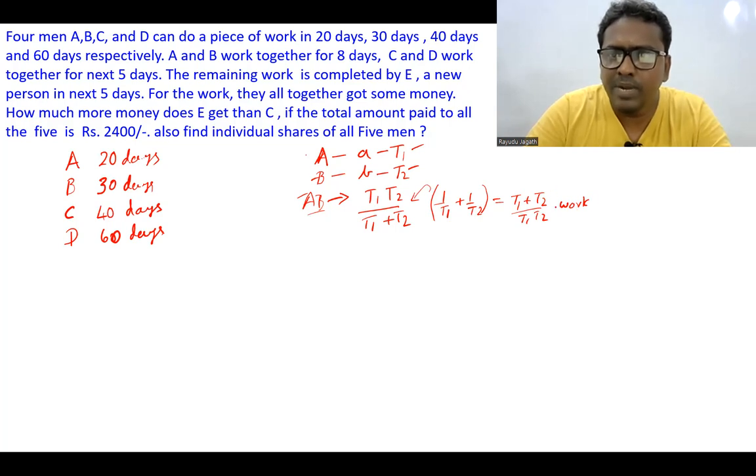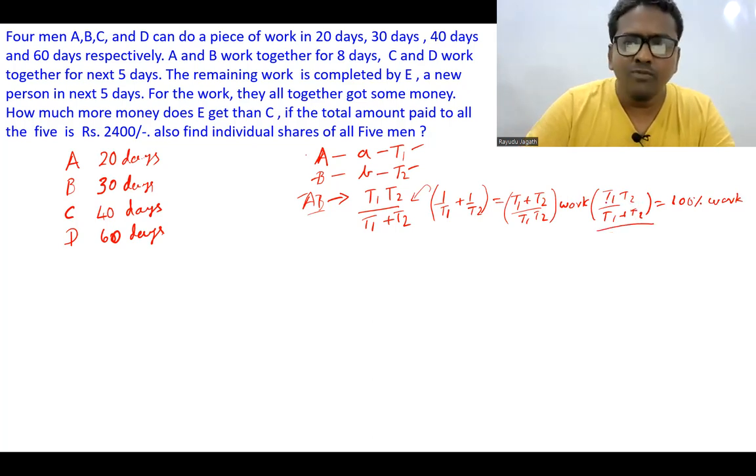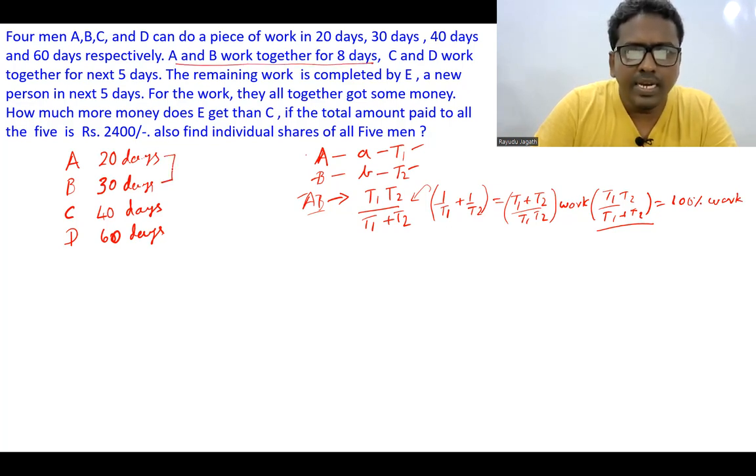That means if we multiply this with T1 T2 by T1 plus T2, it comes to be 1 unit, 1 nothing but 100% of work. So T1 T2 by T1 plus T2 is the formula obtained in this manner, but we use that formula directly here. And here A and B together worked for 8 days. So I do it here directly.